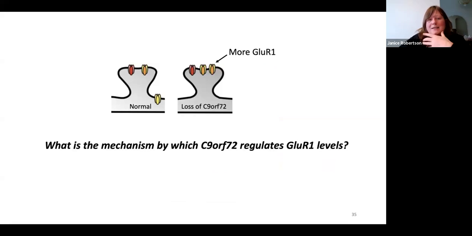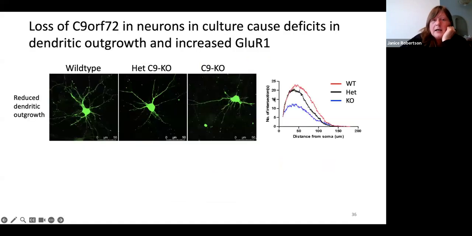And so what we want to know is, what is the mechanism by which C9orf72 is regulating these GluR levels? Why is there more GluR1 here when you lose C9orf72? And so we've been doing this. We moved from looking at the whole animal to looking at neurons in culture. And what we found was that if you compare wild type, heterozygous knockout, and full knockout, when you don't have C9orf72 there's reduced dendritic outgrowth. And we can measure this by a process called Sholl analysis. You measure the length and the number of intersections of all of these processes that are coming from the neuron. And they are reduced in the knockout compared to wild type. The heterozygous is reduced compared to wild type, but the effect is exacerbated when you have complete loss of C9orf72.